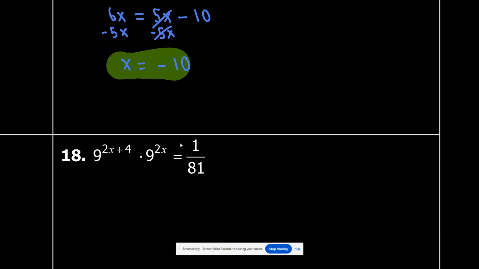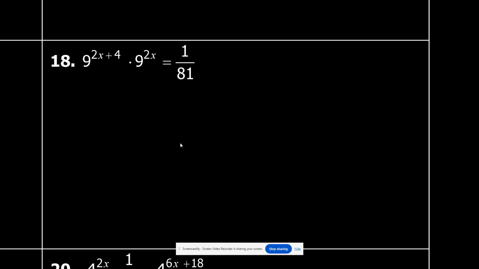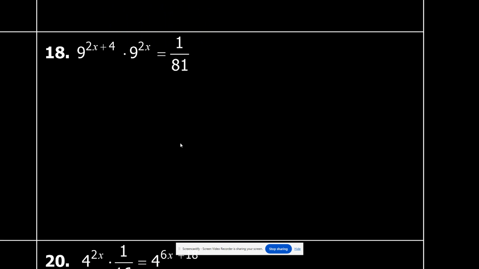Okay, number 18, a little bit more challenging, but I want you guys to notice something. Can I, on this left side, combine these bases? Well, sure, they're both 9. So I can definitely roll with that, but remember how I combine them? By adding. We add our exponents. So we do 2x plus 4 plus 2x. Now, I'll clean that up in a minute.